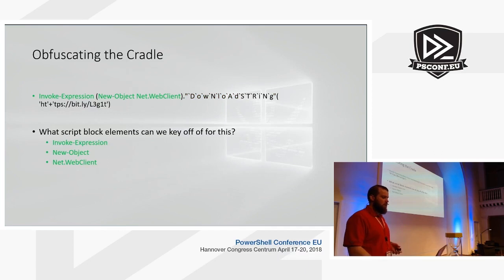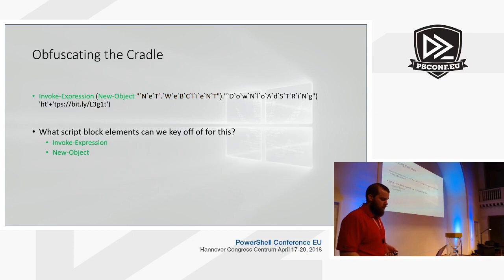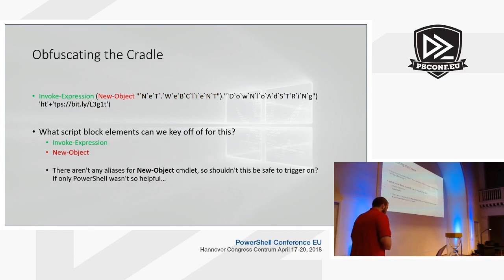So let's just remove the .download from our detections. Net.web client, with this, we could just put tick marks in front of it. We could encapsulate it and concatenate it. We can chunk it up into little variables, etc. So basically, we can't really rely on net.web client being in that form either. So we'll just choose that option. New object. Now, PowerShell is awesome.